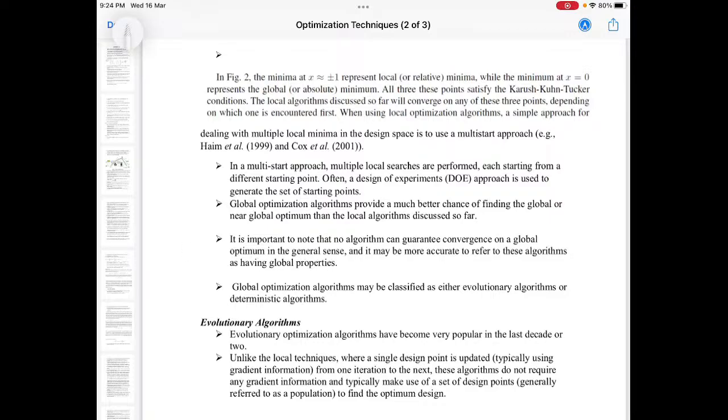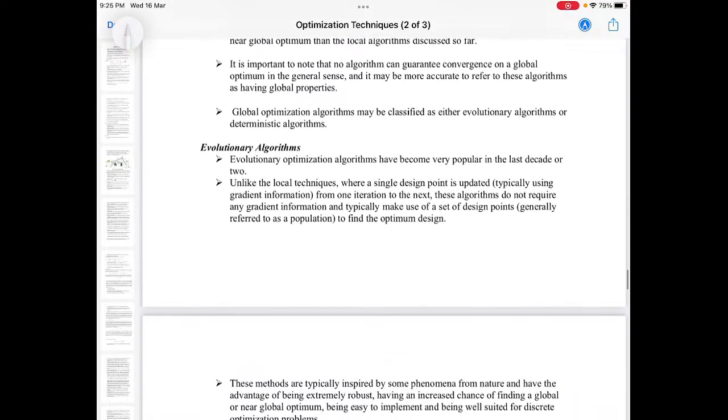As you can see, compared with the local algorithms, a global algorithm is shown to have greater accuracy, especially when we have a large number of inputs. The global optimization algorithms may be classified either as evolutionary algorithms or deterministic algorithms. Let us see next what is meant by evolutionary algorithms.